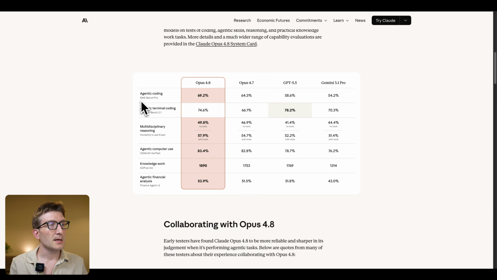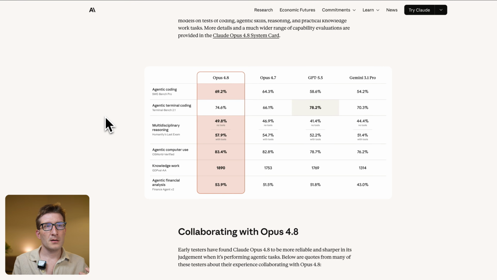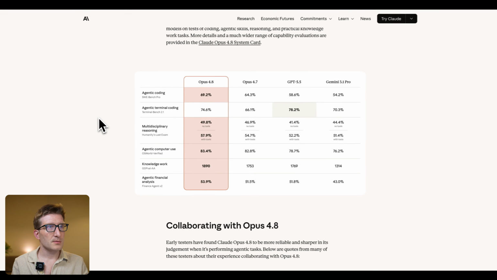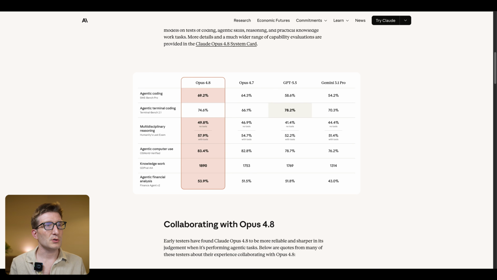So for example, SWE-bench Pro is 5 percentage points higher than Opus 4.7. That's a big jump. Terminal Bench 2.1 is like 8 percentage points higher. Again, a massive jump, although it's not the cutting edge model there. So we should see a pretty big jump. So that's what I want to explore today. Are we going to see that big jump?